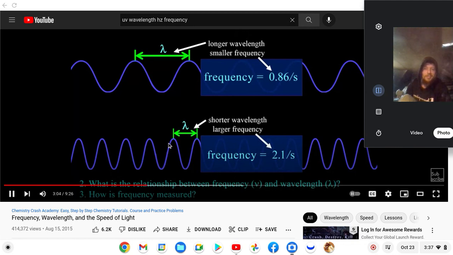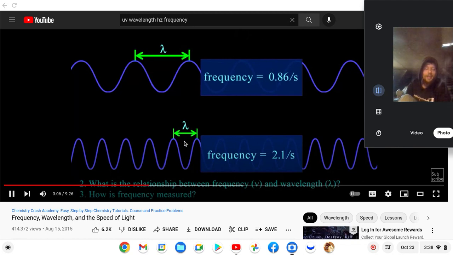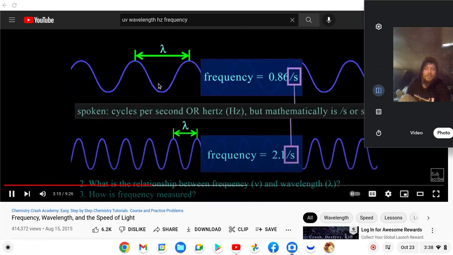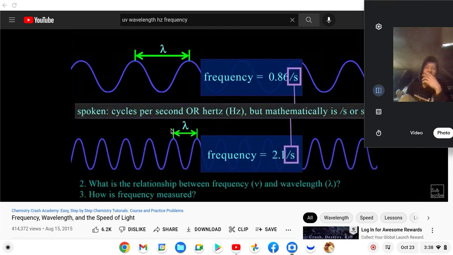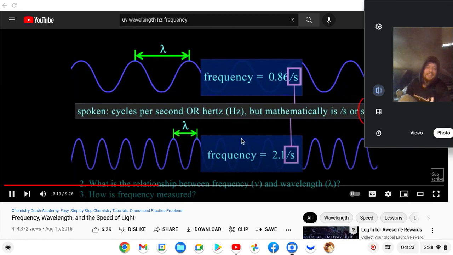It is important to notice here that the unit for frequency is simply per second. We say cycles per second, but mathematically it is only expressed as per second, which is often expressed as s to the negative 1. Finally, hertz is another way to express cycles per second. All of these are in common use.